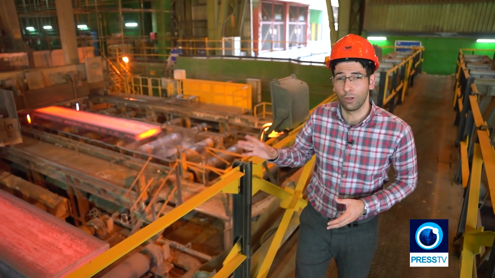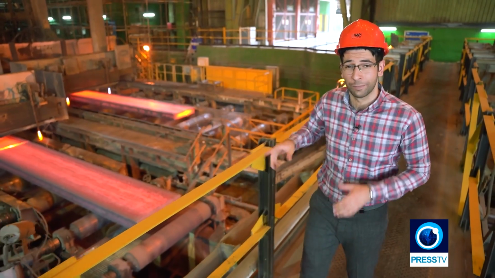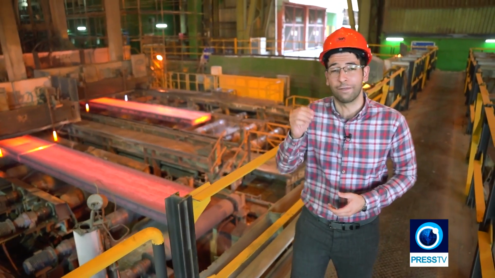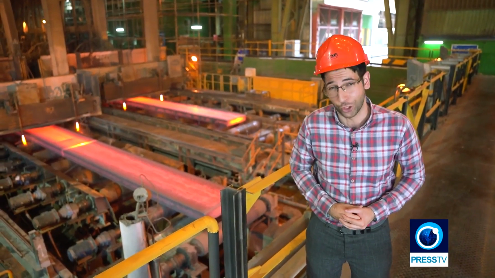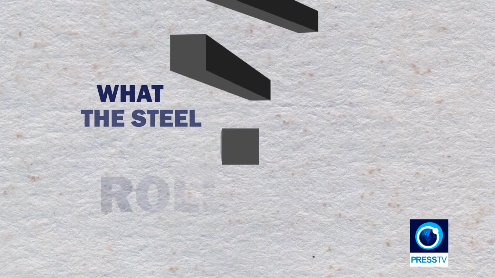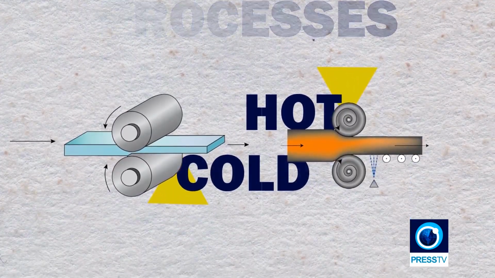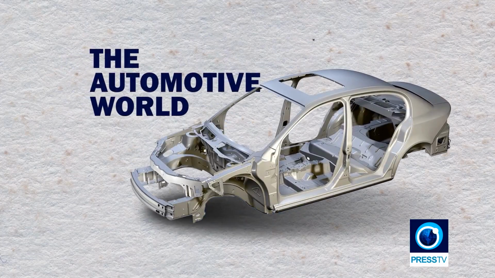Once degassed, the molten steel is cast into slabs, but the job is not done yet. Impurities have to be minimized even further because even the tiniest bits can turn into weak spots later. Now, depending on what the steel will be used for, those slabs go through different rolling processes, hot or cold. And that brings us to a special type of steel used in the automotive world.